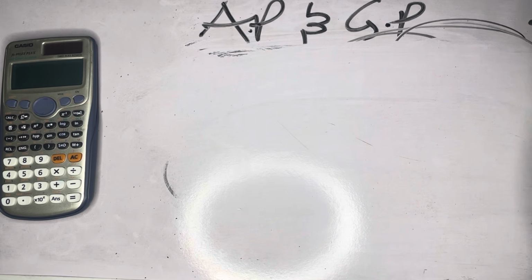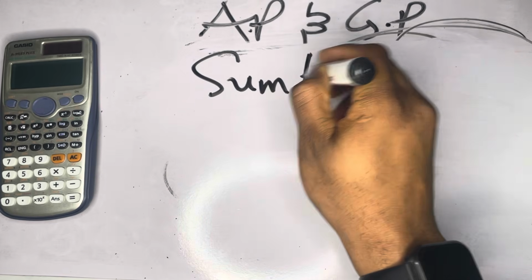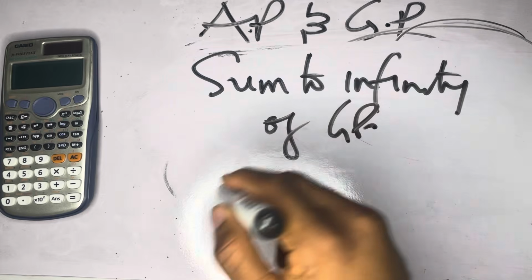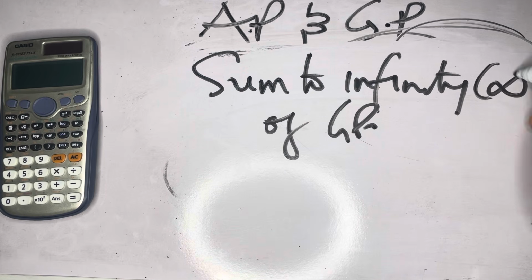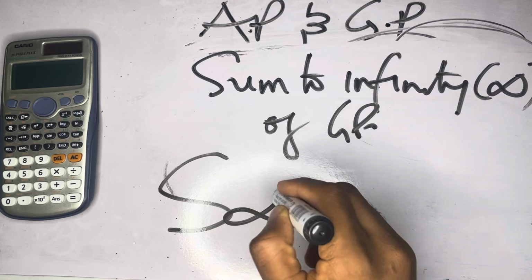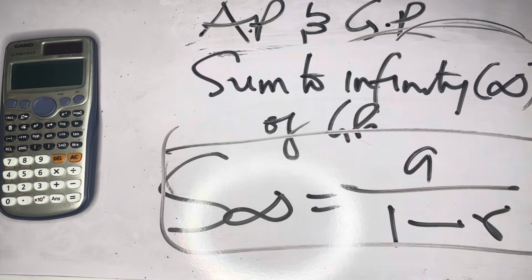When we start solving examples, then we also have what we call the sum to infinity of a GP. Infinity is denoted by this symbol. So the sum to infinity is equal to A all over 1 minus R. This is the formula for the sum to infinity of a GP. All right, so now let's look at a few examples.